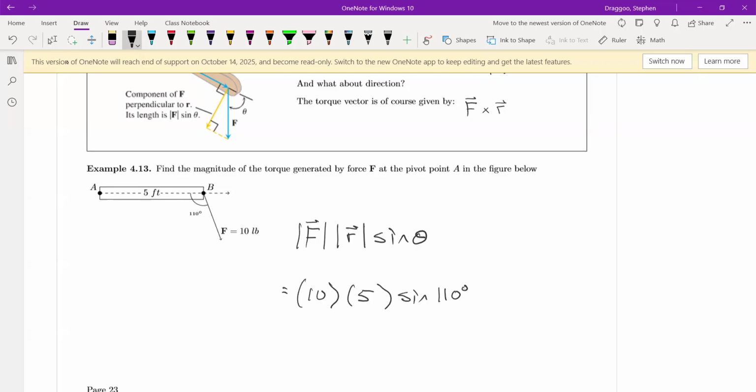So we know that our force is 10 pounds. Our length is 5 feet. Those are both magnitudes, so we actually do have enough units to come up with an answer this time. It's 50 sine 110 foot-pounds. Foot-pounds, I think, is our torque unit, as opposed to what we usually use, Newton meters, which is our SI unit. But here we had a standard one.